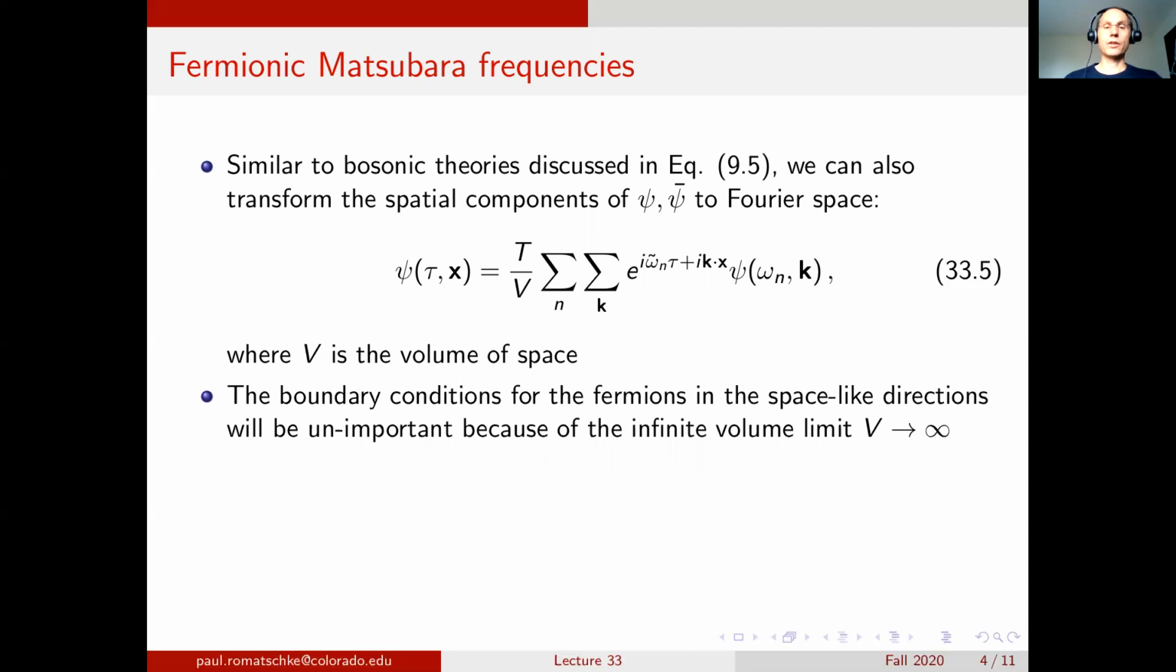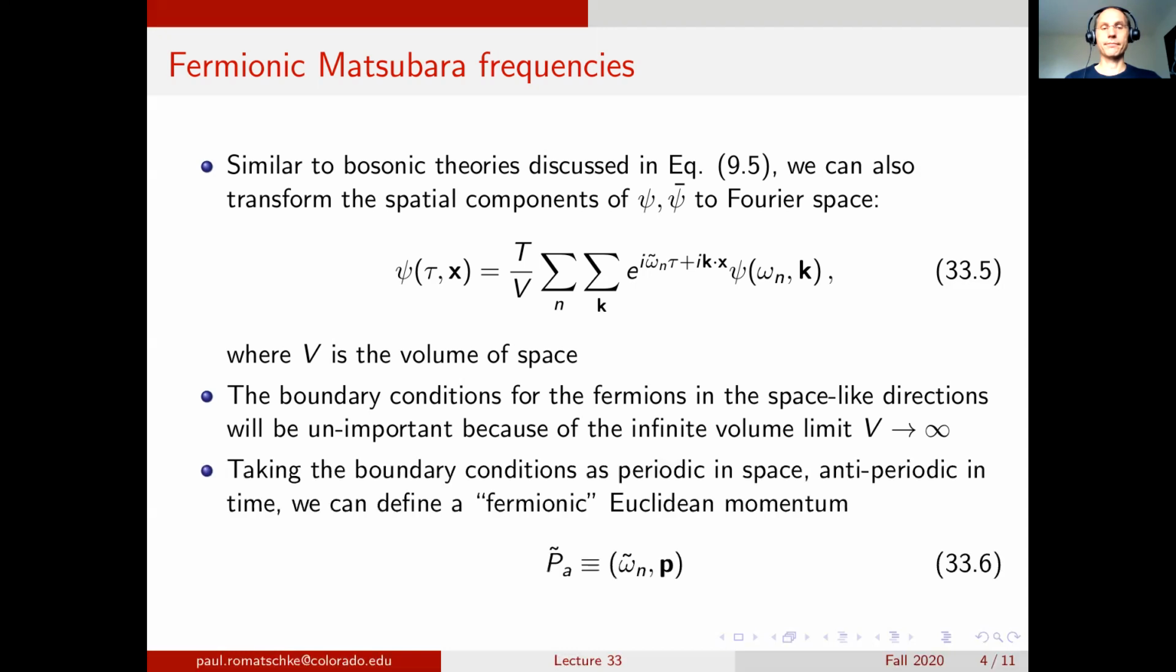In principle, we would also have to specify the boundary conditions for the fermions in the space-like directions, but if we take the infinite volume limit, these boundary conditions will be unimportant. We can take the boundary conditions to be periodic for now in space and antiperiodic in time. So we define a fermionic Euclidean momentum p tilde as omega tilde, the fermionic Matsubara frequency in the time-like direction, and the usual wave vector p in the space-like directions.